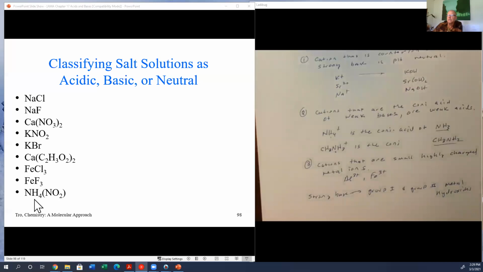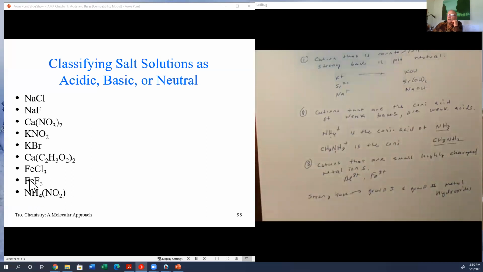Ammonium nitrite. What can you tell me about the NH4 plus ion? Acidic or neutral? Acidic, right? It's the conjugate acid of a weak base, so it's acidic. How about NO2 minus? Basic. It's the conjugate base of a weak acid, so it's basic. So again, here we can't tell, because you have both present. If you have both present, you would need further information.